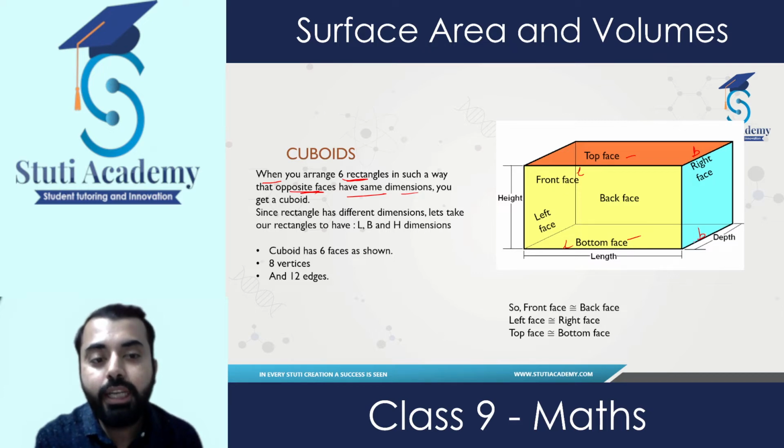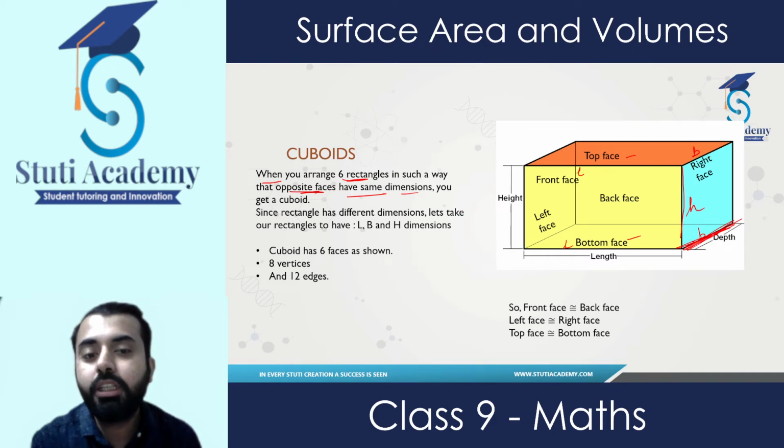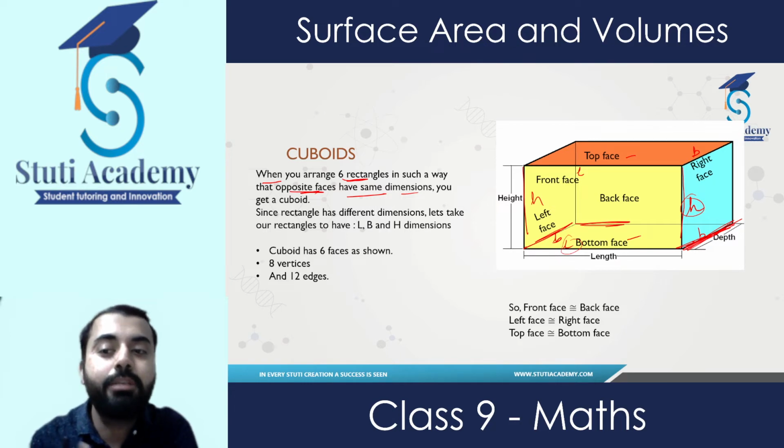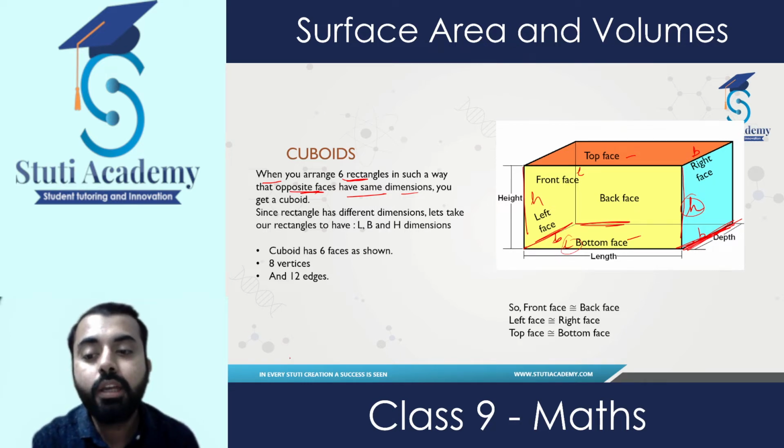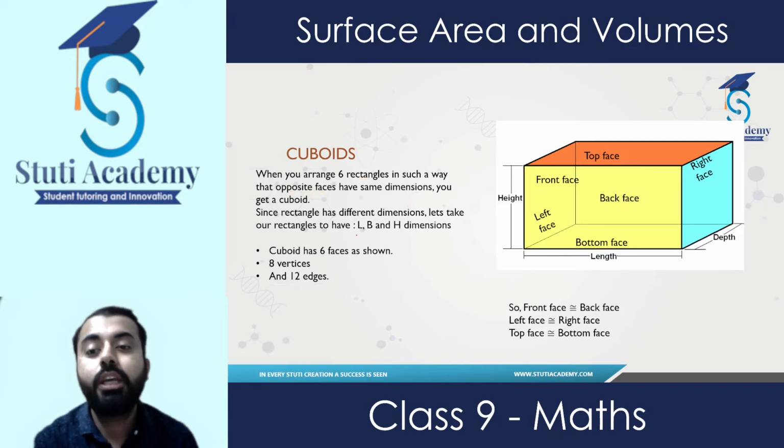Now I pick another pair of rectangles which share the same common base. It has the same common length L, but its height is h now. Similarly, the next pair will share the same common base b and a height h. Now this backside and front side both share the same common base l and a height h. So every two opposite faces must share the same dimensions. Since we have to take rectangles, let us assume their dimensions: length being l, breadth being b, and height being h.